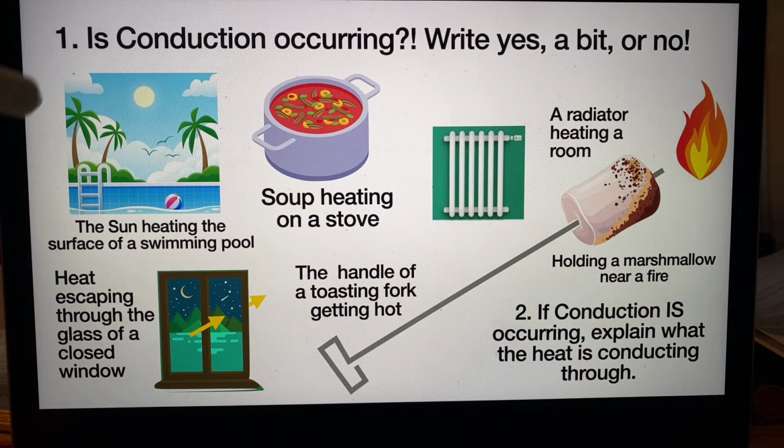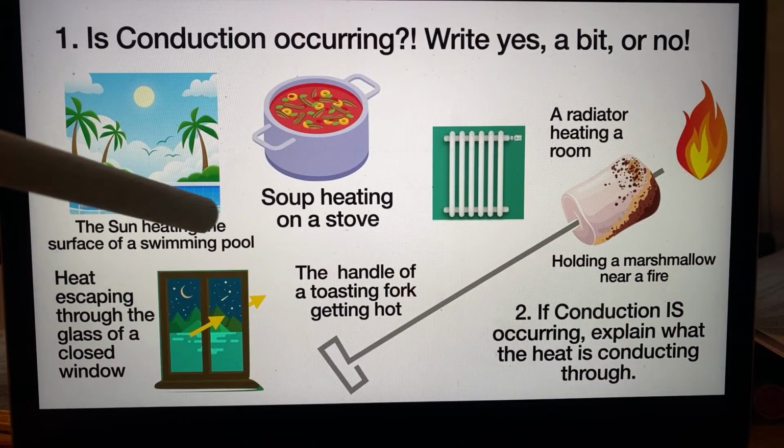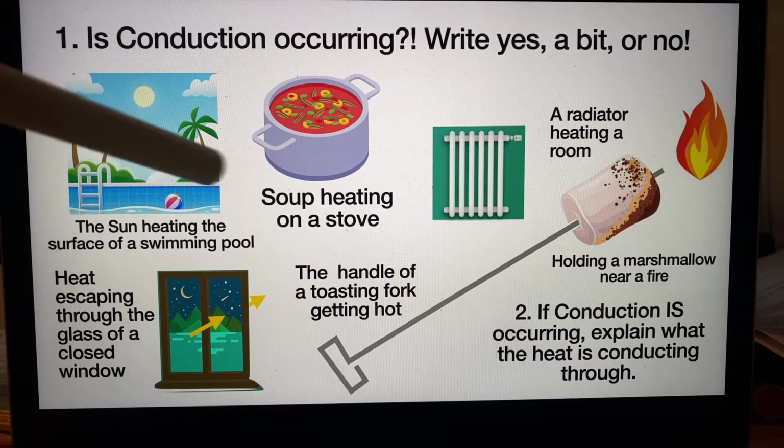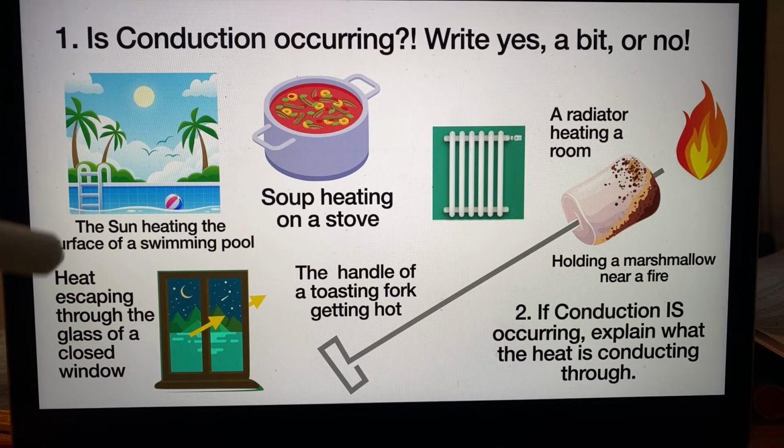We've got the sun heating the surface of a swimming pool. So here is the sun in the sky. Here is the water in the swimming pool. The sun's heating up the swimming pool. Is that conduction? Yes or no?